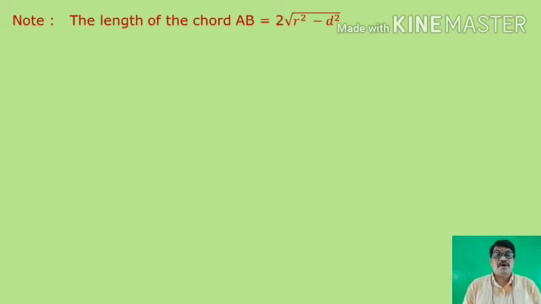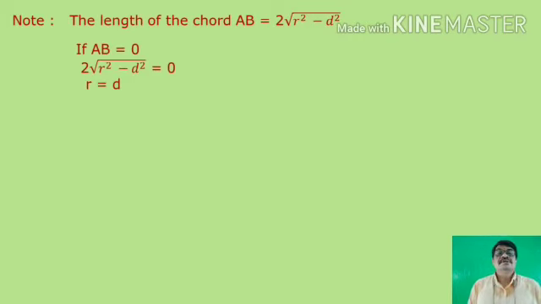Next case. Note this point here. The length of the chord AB is equal to 2 into the root of r square minus d square. If AB is equal to 0, that is, the length of the chord becomes 0, then what happens? That value 2 into root of r square minus d square becomes 0, so from that r is equal to d.